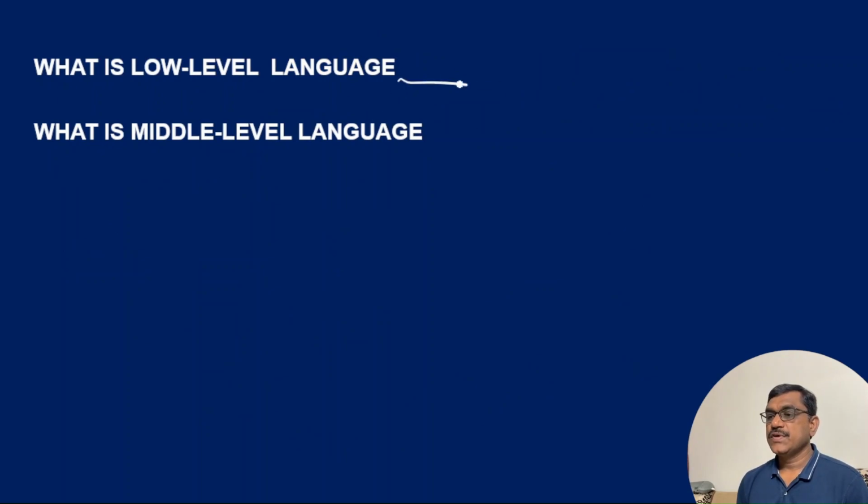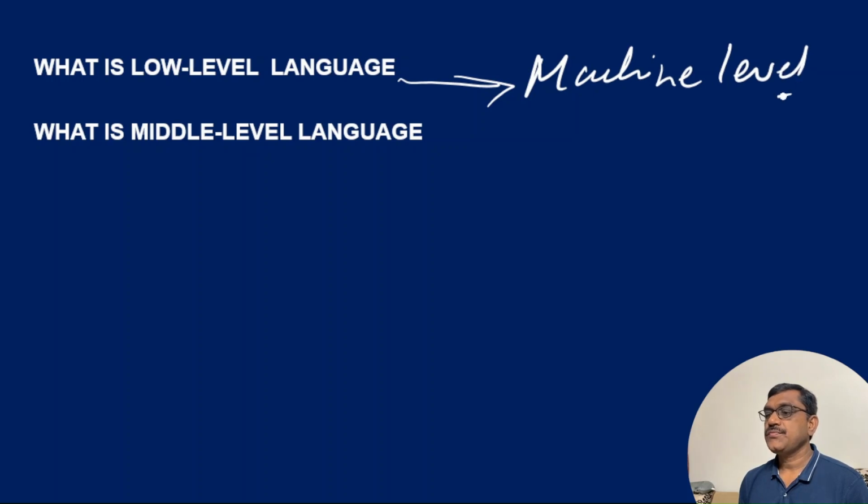Coming to the first one, the low-level language. Low-level language is also known as machine-level language. This language directly interacts with the system. It directly interacts with the registers and modifies the memory contents, directly interacting with the machine.